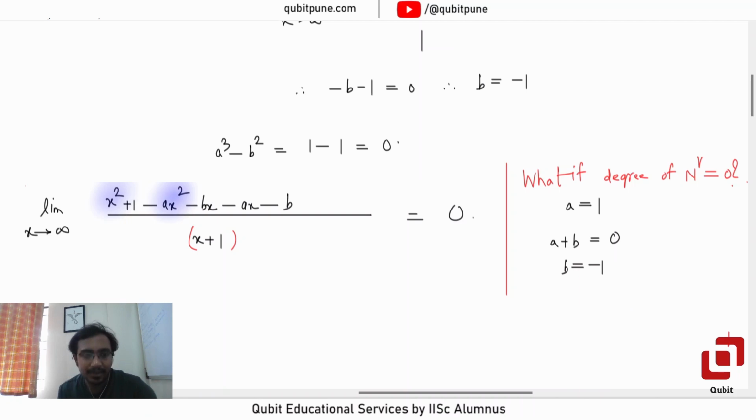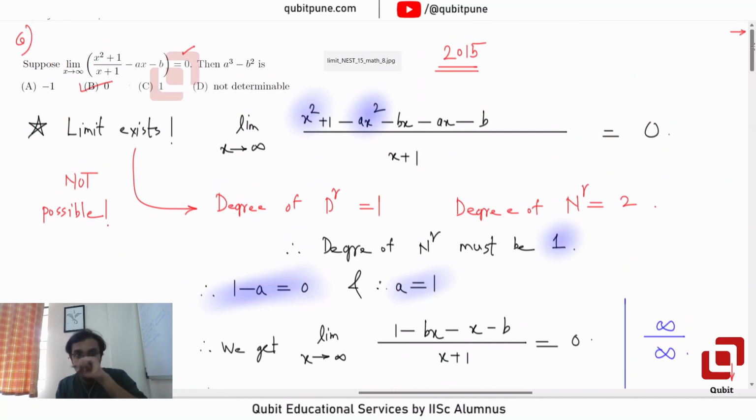Have you understood this? What did I do? I went for the coefficients of x, which are negative b and negative a. If we take the negative outside, we get a plus b. We don't want the numerator to be of first degree, we want it to be a constant polynomial. So a plus b should be 0, which again gives us b as negative 1, essentially the same result that we got here. So even if we consider the other possibility, we still get the same answer. Okay, so that's question 6 for you.